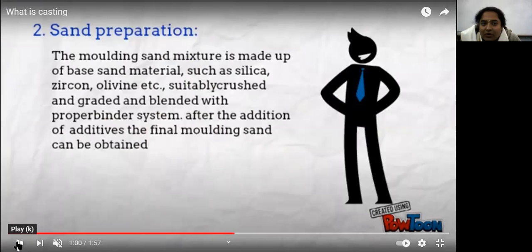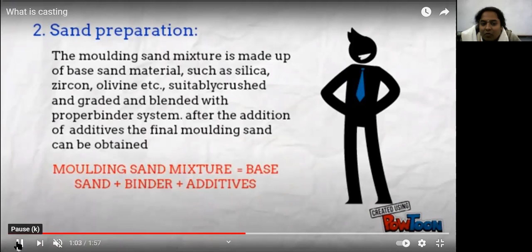Sand preparation. The molding sand mixture is made up of base sand material such as silica, zircon, olivine, etc., suitably crushed and graded and blended with a proper binder system. After the addition of additives, the final molding sand can be obtained. Molding sand mixture equals base sand plus binder plus additives.